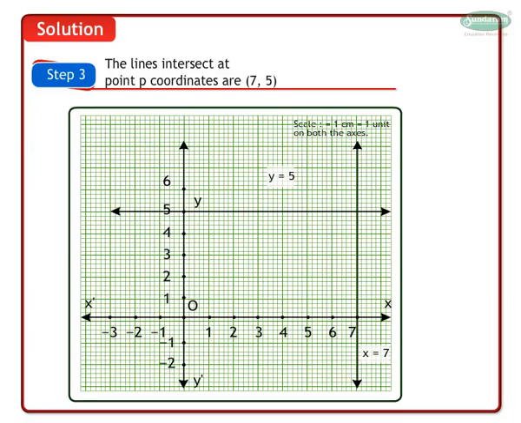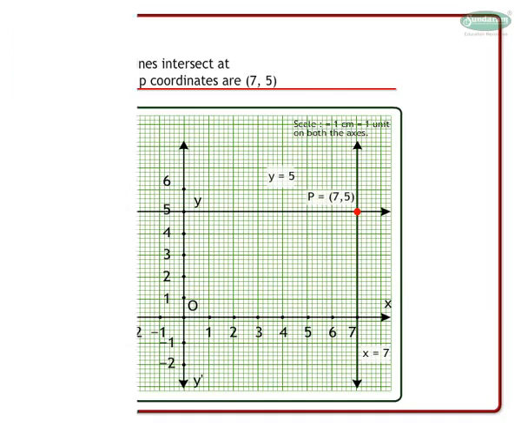The two lines intersect at point P. Read the coordinates of point P. The coordinates of P are 7 and 5. We now solve a similar problem which is slightly different.